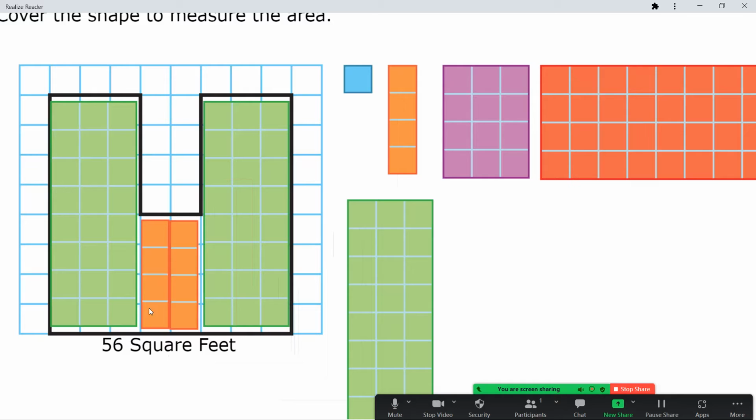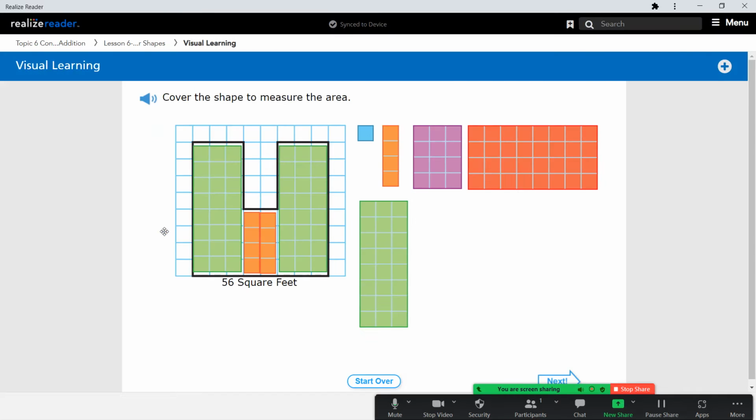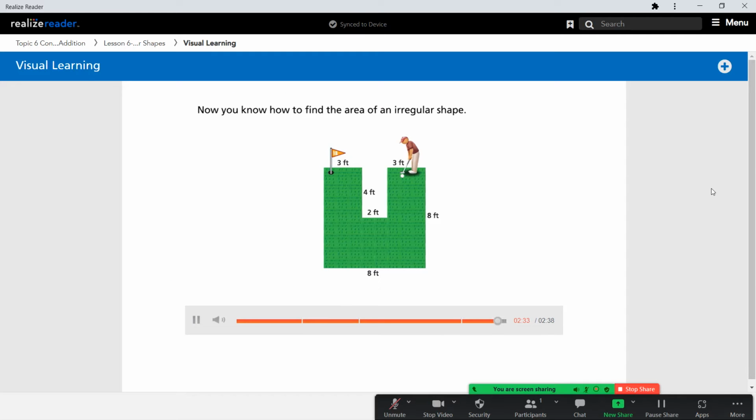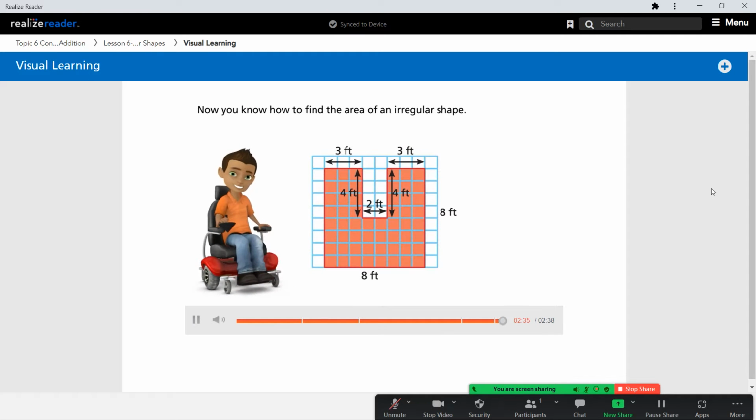So you could have cut it straight down and made it into 3 rectangles like this if you wanted to. You didn't necessarily have to do it the way that you were doing it in the previous example. So there are lots of options and different ways that you can solve. Now you know how to find the area of an irregular shape.